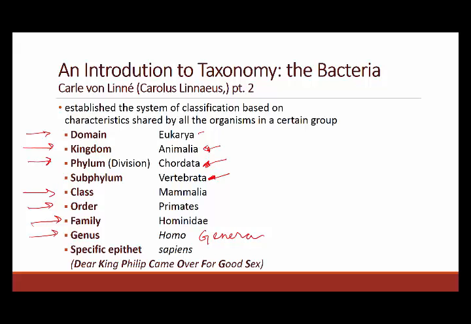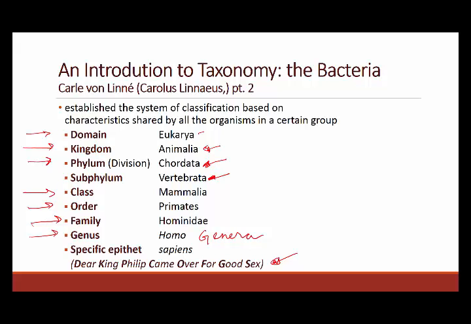And I do want you to know this classification system of domain, kingdom, phylum, class, order, family, genus, and species. And a good way to remember that is with this mnemonic here. Dear King Philip came over for good sex. I'm sure I didn't say that out loud or even write that on a PowerPoint slide. Okay, so I want you to know this classification system of domain, kingdom, phylum, class, order, family, genus, and species.